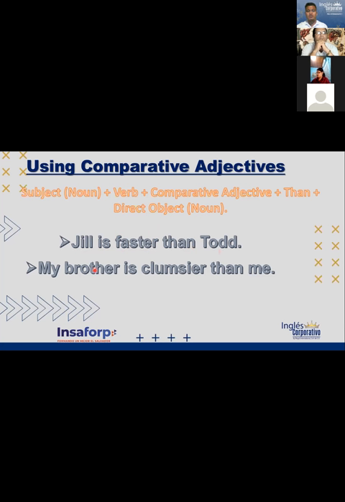Okay? So the example number two, it says my brother is clumsier than me. Mi hermano es más tonto que yo. Oh, más tontito que yo. All right. So this is the formula, guys, that you will need to follow in order for you to make sentences grammatically correct. Also, we are going to see in some other examples that this word than sometimes is not necessary to use. But we're going to try to understand that, okay?